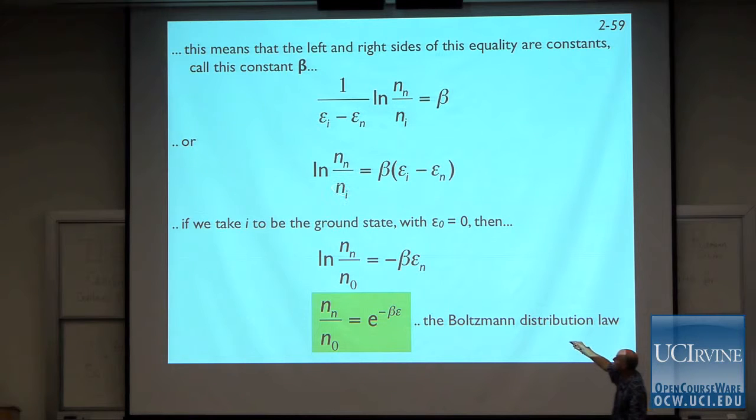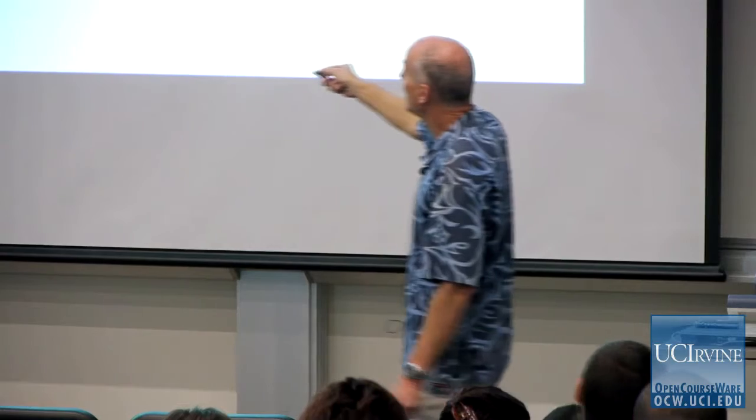Okay, now if we choose one of these to be the ground state, let's say that one, I, then instead of N sub I, we'll have N sub 0. Let's assume that the energy of the ground state is 0, in other words, that there's no zero-point energy. And so instead of having E sub I minus E sub N, we're just going to have minus beta times E sub N, because E sub I is equal to 0. It's the ground state. So we get this expression here, and if we take the exponential of both sides, we get this expression right here.